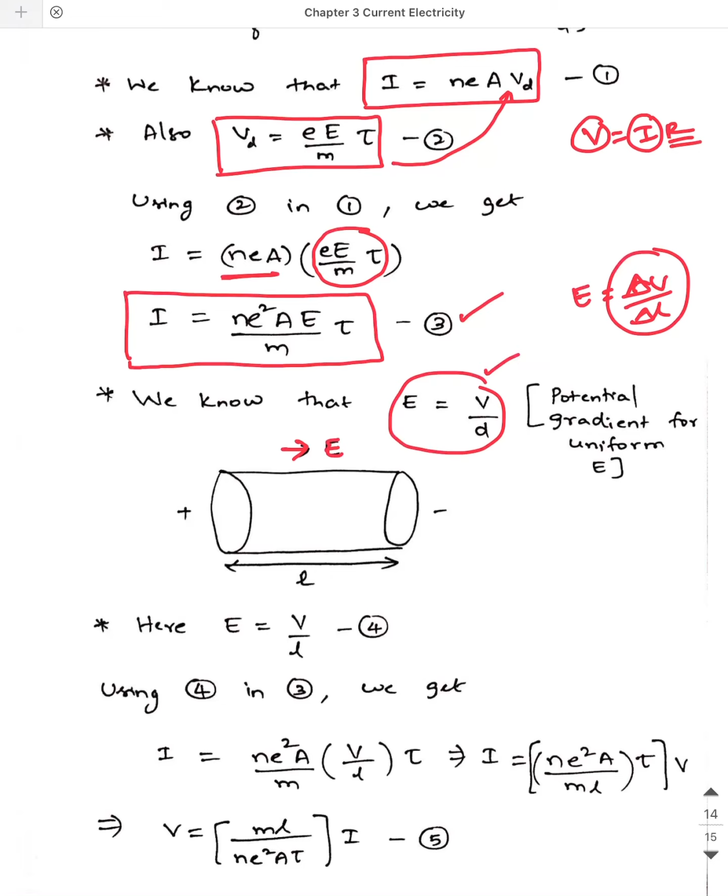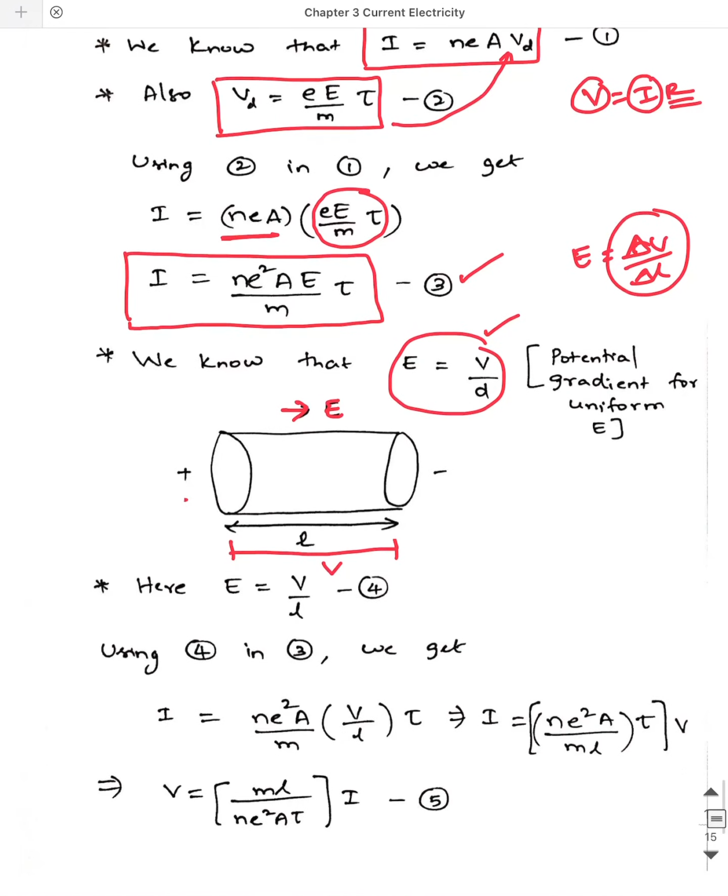Now let's say the potential difference across the ends of this conductor is V. The potential difference of the battery is V. This V is applied across a distance of L. So in the place of d, we are going to substitute L. So E will be equal to V divided by L.